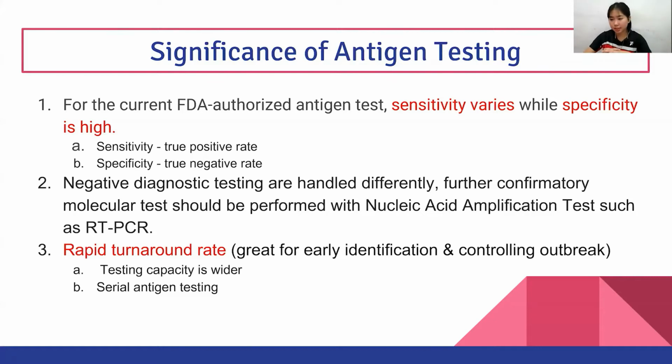Antigen testing is very important during the COVID-19 pandemic because it has a rapid turnaround rate. It has a high testing capacity, and you can do multiple antigen testing, which we call serial antigen testing. All of this is great for early identification and effective control of the outbreak. So next, I'll pass the presentation to Sui, who will present on serological testing.